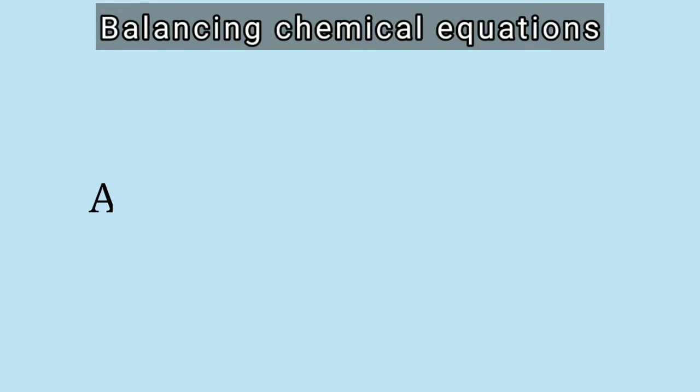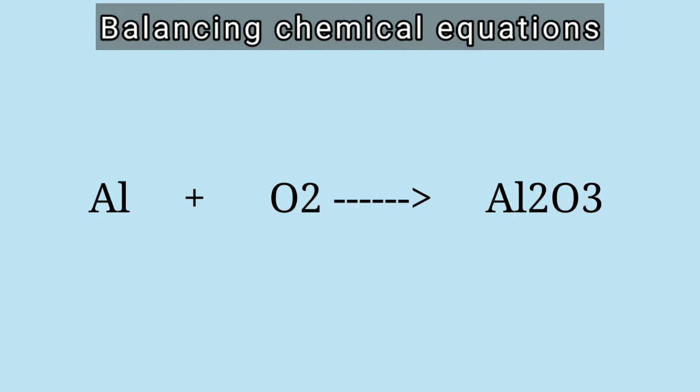Next equation, aluminium reacts with oxygen to form aluminium oxide. The product has 3 oxygen, which is an odd number. We will try to make it even by multiplying aluminium oxide by 2. So that makes 2 threes, which are 6 oxygen atoms on the right side. On the left side, we will make it 3 twos, which are 6 oxygen atoms. So oxygen atoms are equal.